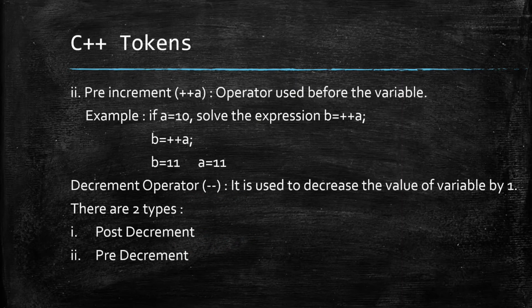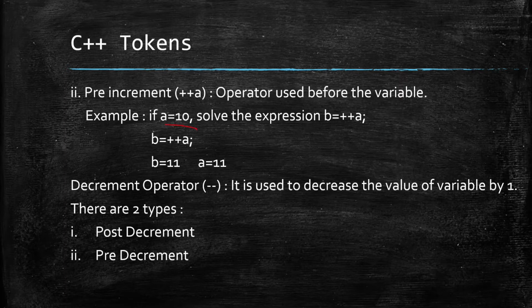Next, we are having pre-increment. So the same type of procedure you follow, but there are changes. So itself it's the second type, right? So the second type is pre-increment, that is plus plus a. So the operator which is used before the variable. Fine. So here also first I'll be teaching you the shortcut method, then I'll go to the original procedure so that you understand. So if a is equal to 10, solve the expression.